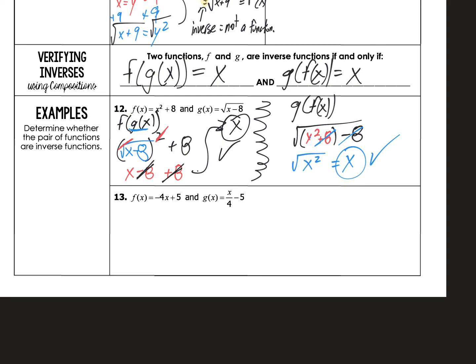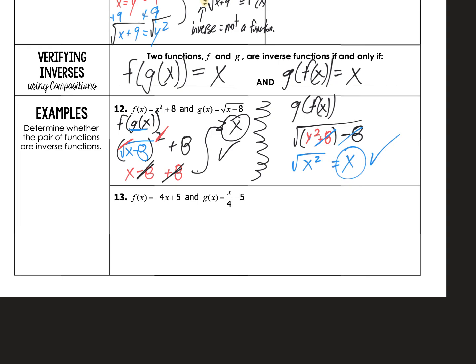Guys, give number 13 a try yourself. Go ahead and pause, try to do f of g and g of f, plug them into each other, and see if they cancel each other out. If they do not cancel out, you will know these are not inverses of one another. So take a second, you try it, and then I'll show you what I get.